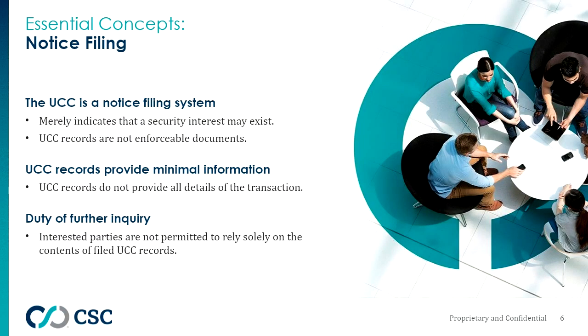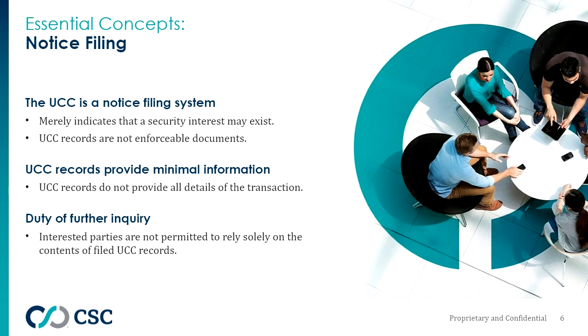So the important thing to remember about Uniform Commercial Code filings is that the UCC system really is a notice filing system. It indicates that a security interest may exist, but you really have to get down to the transactional documents behind the UCCs, because the UCC records are not enforceable documents per se. It's really the transactional documents behind them that are the enforceable documents.